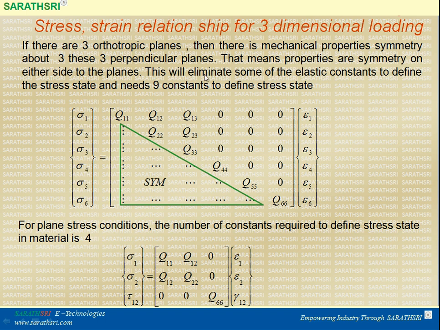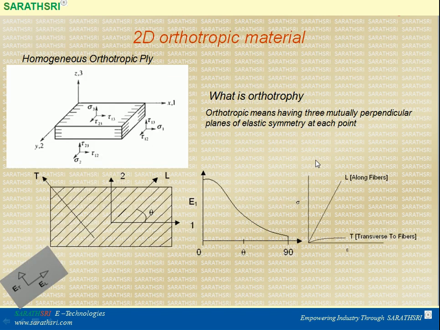Same stress strain relationship for a three-dimensional orthotropic component if it is subjected. First of all, what is meant by orthotropic material? Orthotropic material is having three mutually perpendicular planes of elastic symmetry at each point. So that means if this is the orthotropic ply, the best example of orthotropic is wood.